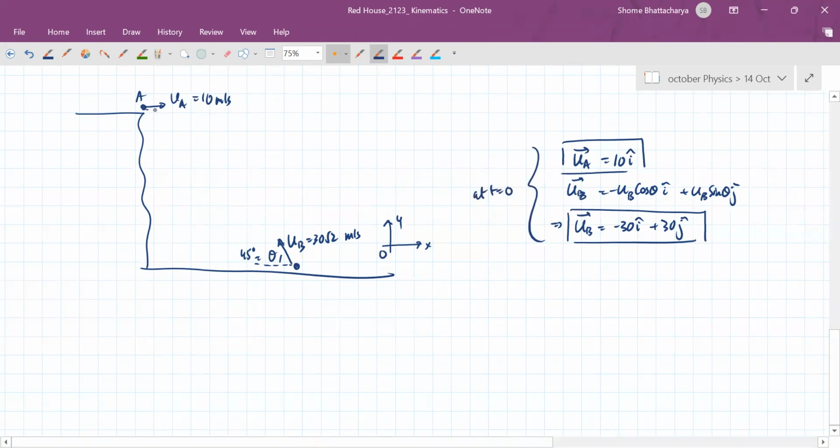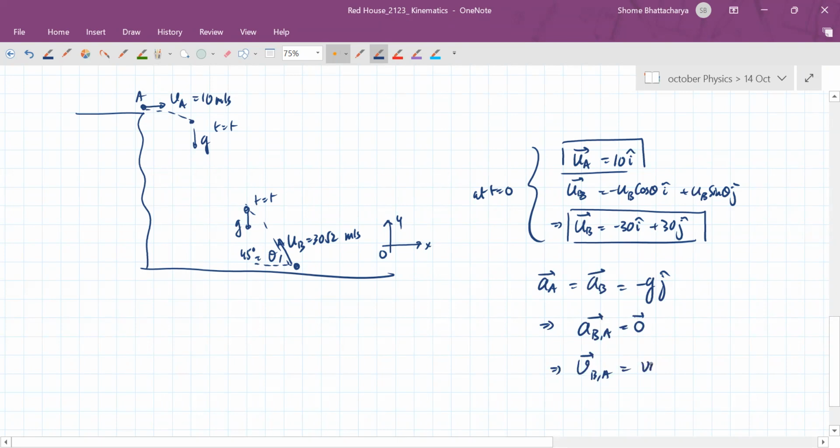Now once they are set into motion, they are under the action of gravity. On both of them, the net force acting is gravitational force. So both of them have only gravity acting at any time t. The acceleration of A in the ground frame is equal to the acceleration of B, which is minus g j cap. So the relative acceleration of B with respect to A is 0. That means the relative velocity of B with respect to A is a uniform, constant velocity, equal to the initial relative velocity because there is no acceleration.